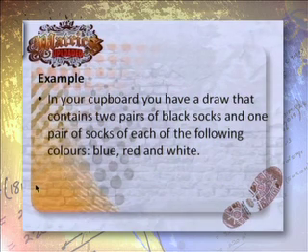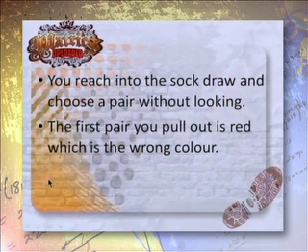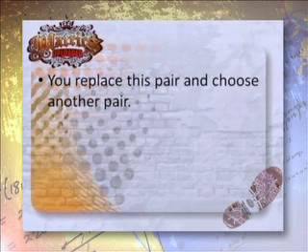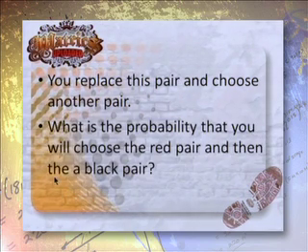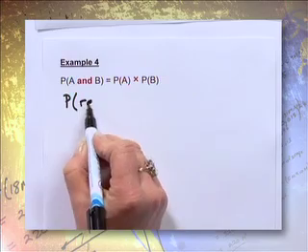In your cupboard, you have a drawer that contains 2 pairs of black socks and 1 pair of socks of each of the following colors: blue, red, and white. Each pair is folded together in matching pairs. You reach into the sock drawer and choose a pair without looking. And what happens? The first pair you pull out is a red one, and that's the wrong color. You're going to replace the pair of socks and choose another pair. The question now is, what is the probability that you will choose the red pair and then the black pair? So we want to do 2 things here. We want to first choose a red pair.